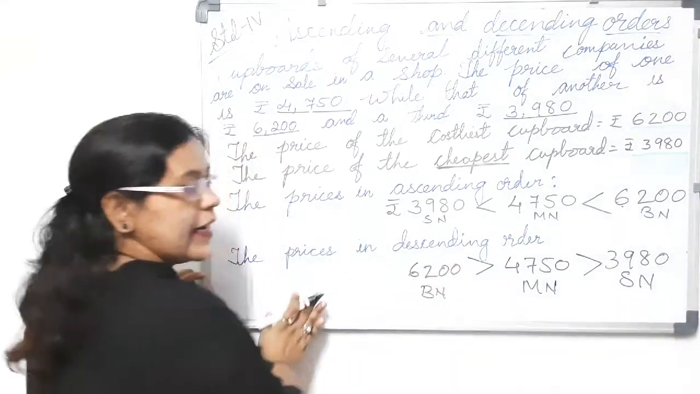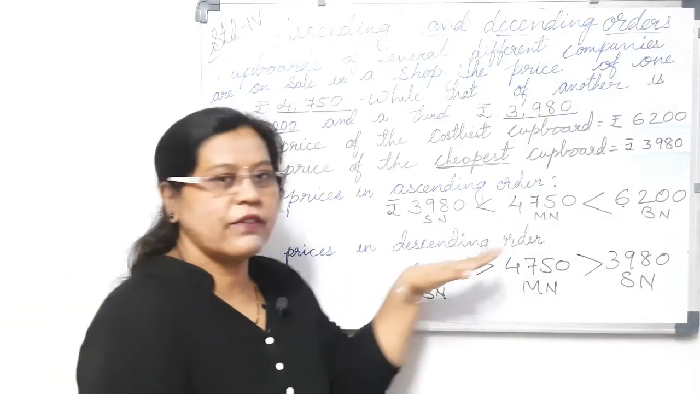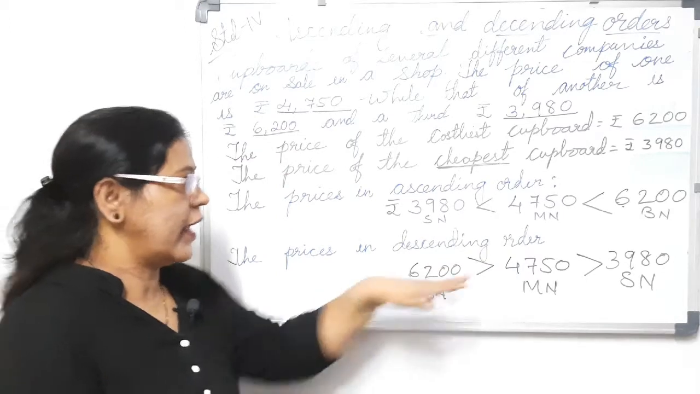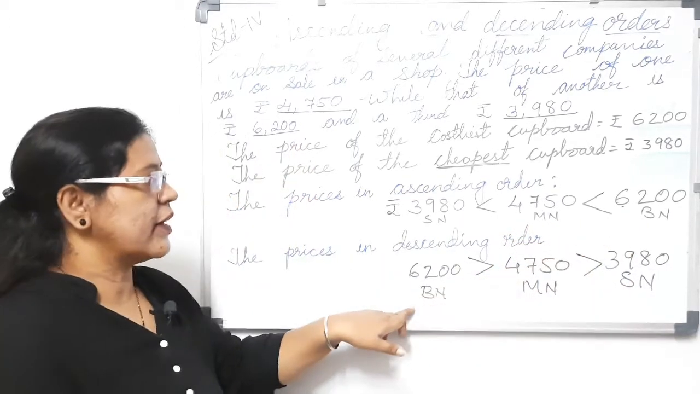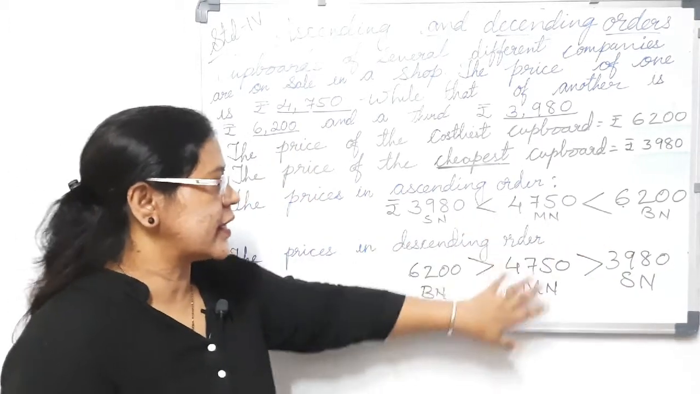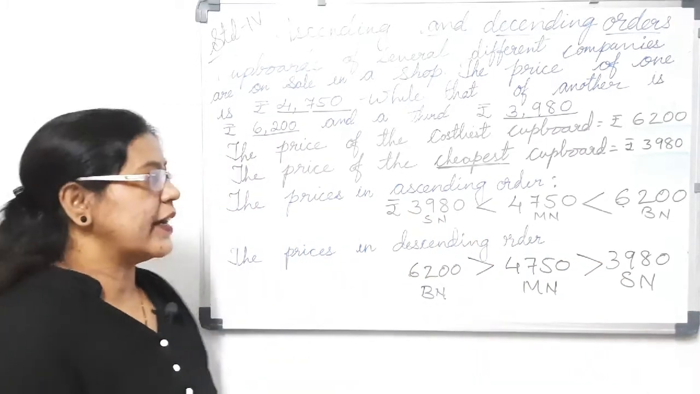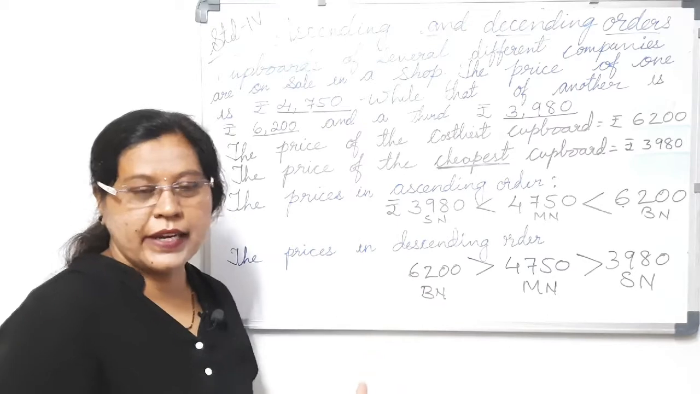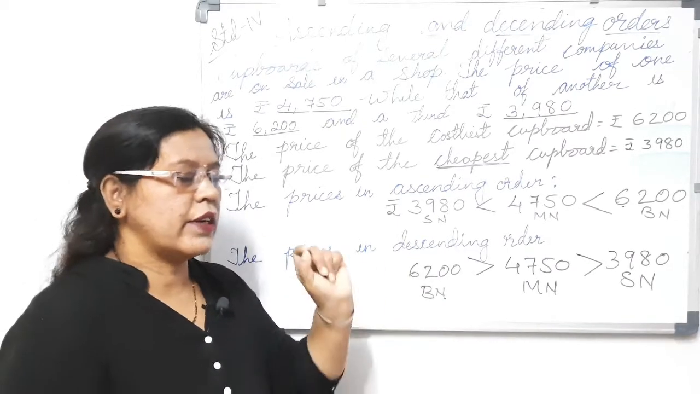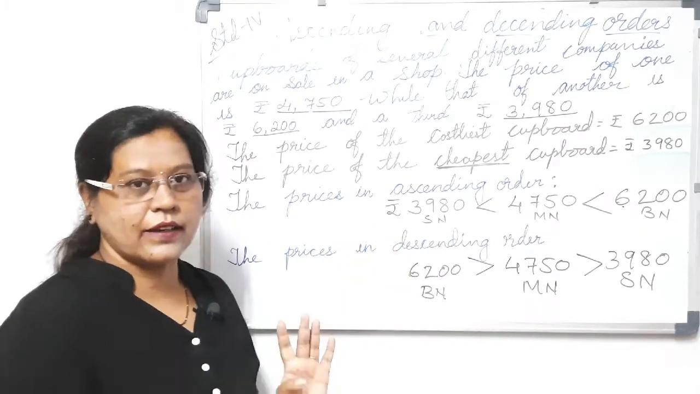Okay, so descending order means a reverse of an ascending order. The big number will come here first, the middle number will be the same, and the smaller number will go at last in the descending order. Understood this, my dear students? Now one more example is there, we'll see that.